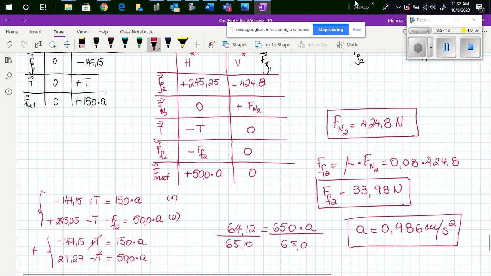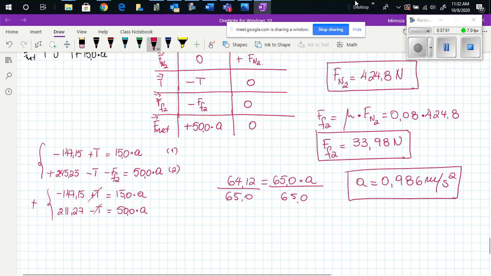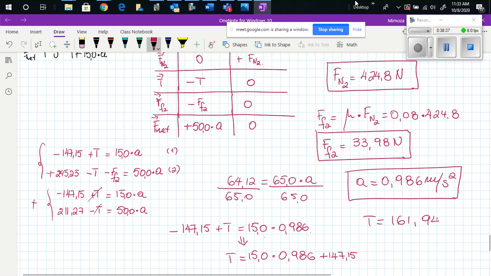Take this value of the acceleration and substitute it in either of the equations, 1 or 2. I will take equation 1. So negative 147.15 plus T is equal to 15 times 0.986. And from here we find T is 15.0 times 0.986 plus 147.15. Tension will be 161.94 newtons. And this is how you solve those kinds of problems.